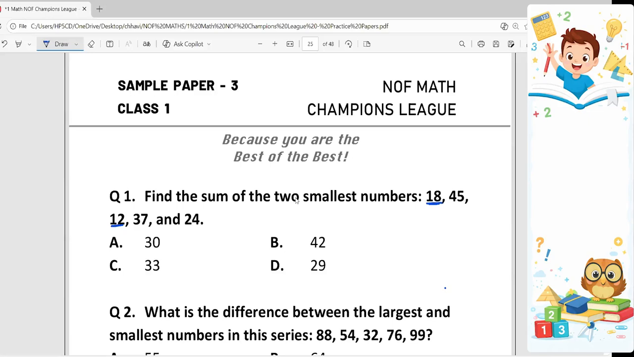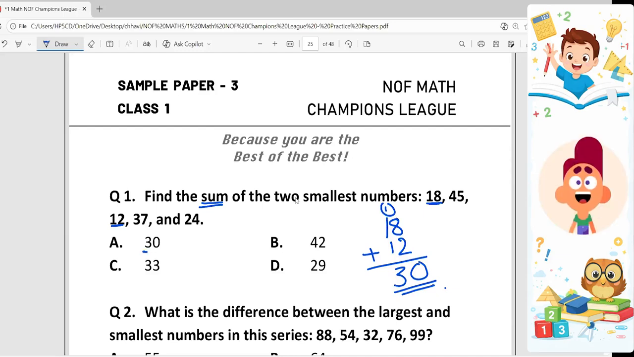So what do we have to do with these two numbers? We have to sum. Take a sum means we have to add them. So 18 plus 12. 8 plus 2 is 10, 1 carry 1, 2, 3. So we got the answer as 30. And our options are 30, 42, 33, 29. So 30 is the correct answer, option A.